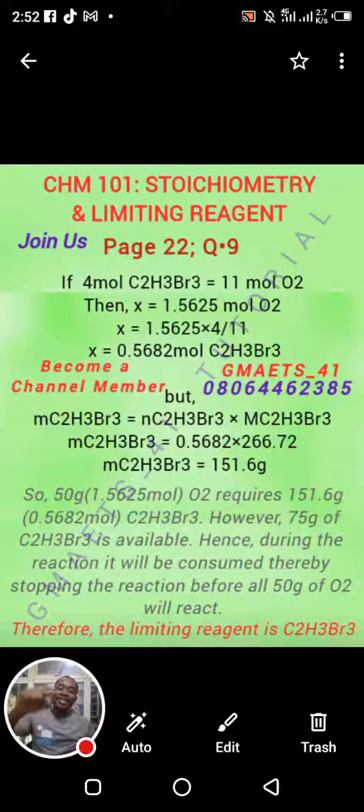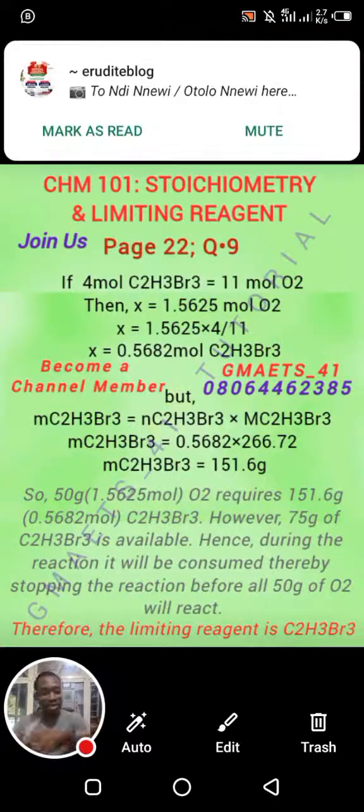But then, the mass that is actually required to react with that 50 grams of oxygen is supposed to be 151.6 grams. But only 75 is available. So do you see that during the reaction, the whole 75 will be used up, and yet oxygen will not completely react? Oxygen will still be left. But you no longer have extra organic compound to react, because you need 151.6 grams of it to react with oxygen.